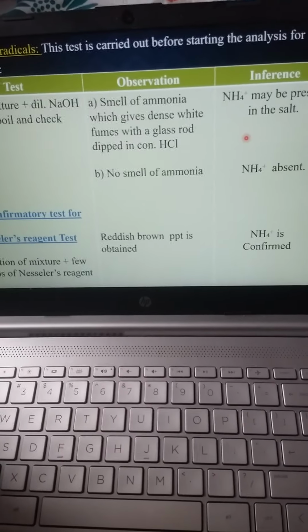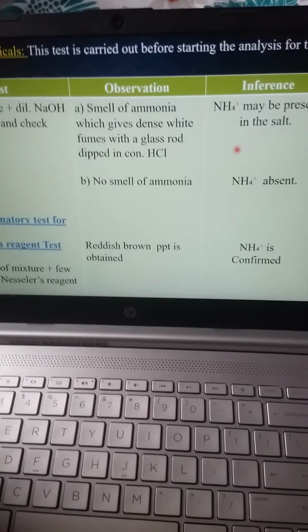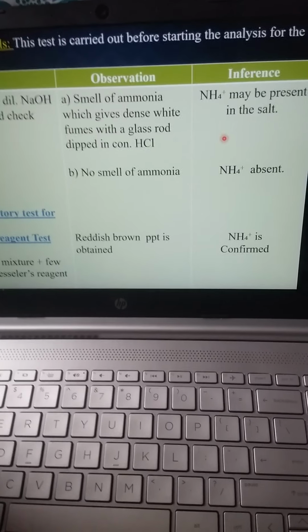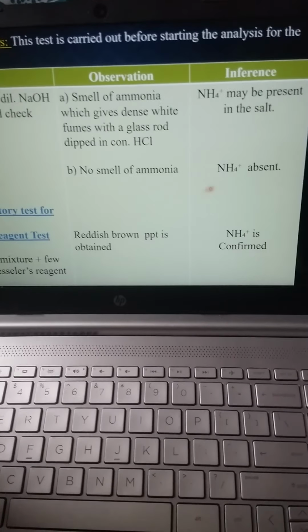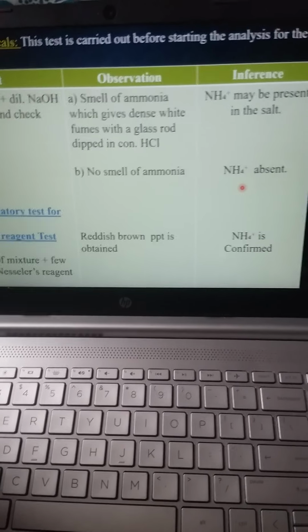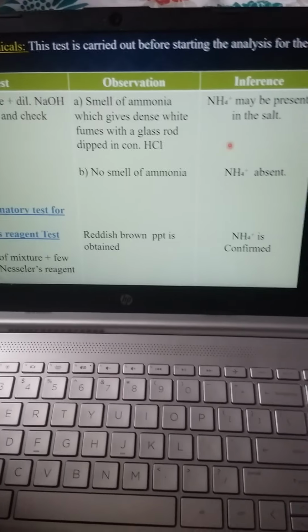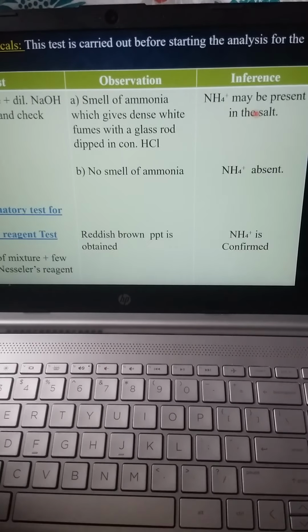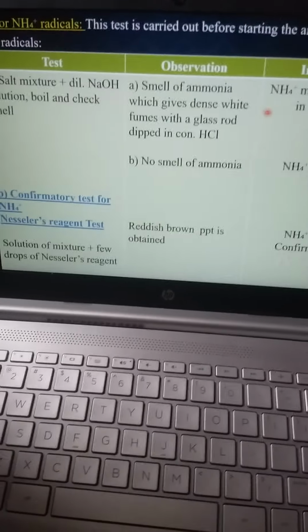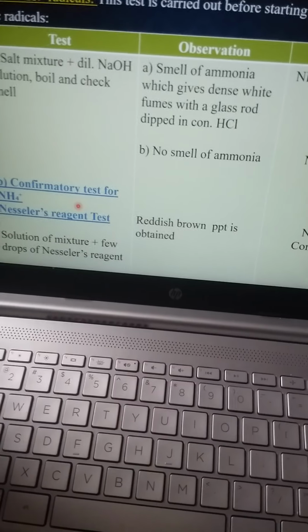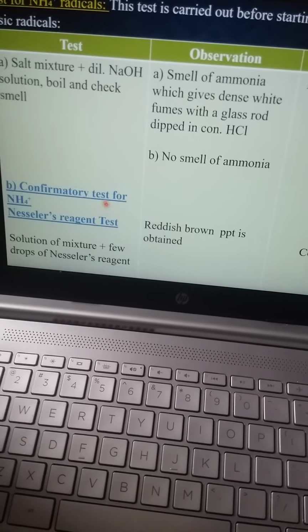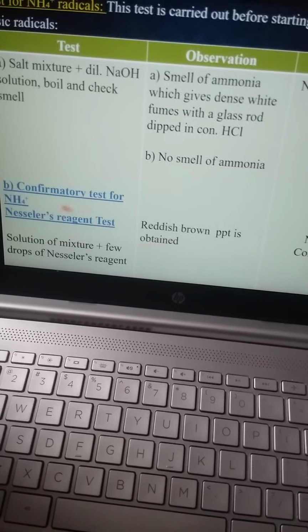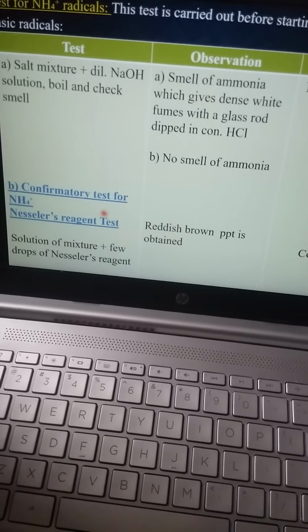Then in the inference column you have to write: ammonium may be present in the salt. If no smell of ammonia is observed, then you note that ammonium is absent. If ammonium is present in the given salt, you have to go for the confirmatory test for ammonium. So how do you carry out this confirmatory test? By using Nessler's reagent test.